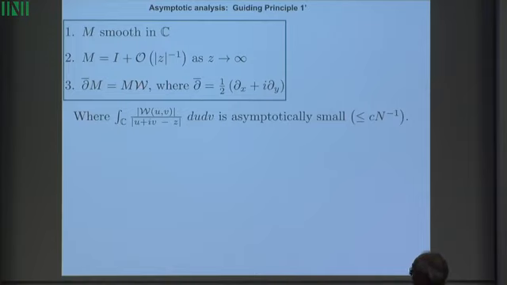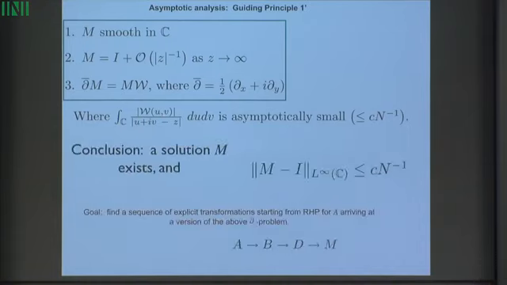So D bar is this differential operator. It annihilates, if you check it, D bar kills all analytic functions. So if you have a problem in which the D bar derivative of M is equal to M times W, and you know something about the solid two-dimensional Cauchy transform of W in the plane, if you know that it's asymptotically small, then you can again prove that M exists, and in L infinity it's close to 1, close to the identity matrix.